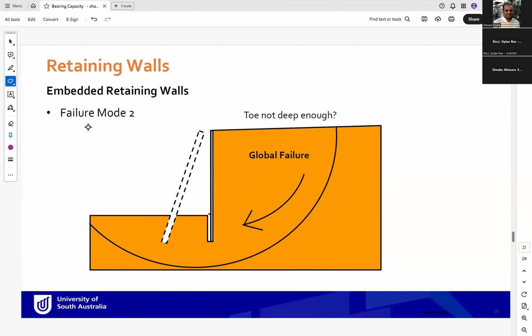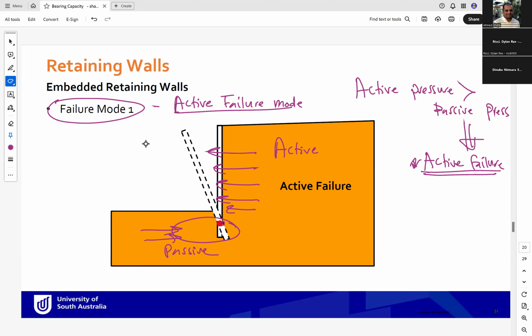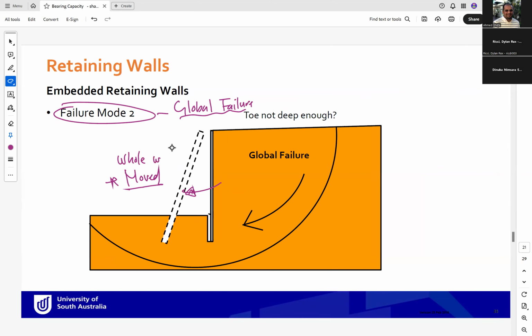Okay, the second mode of failure is called global failure. So as you can see, all the wall has moved. Here, the wall is still rotating about the rotation point, but the active pressure was very high, so that it goes in this direction. But here, as you can see, the whole wall moved due to global failure. The global failure happens when the pressure of this soil is too high, so that it even pushes the bottom part of the wall here, so that all the wall moves. Okay. So this mode is called global failure.